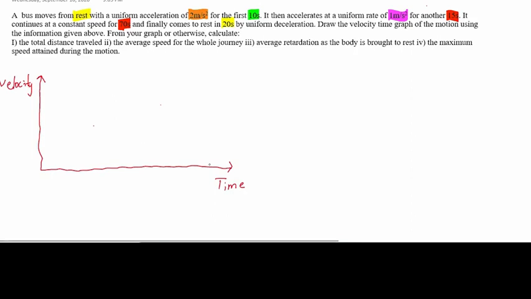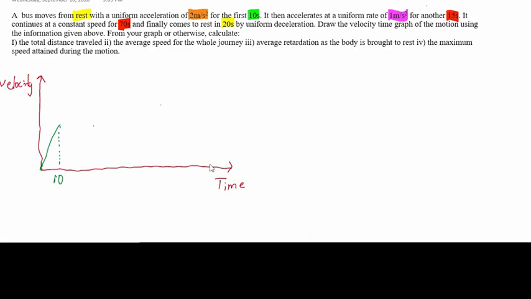Now let's go back to our question. The question says a bus moves from rest. This is starting from rest, so we start at the 0 point on the graph, with a uniform acceleration of 2 meters per second square for the first 10 seconds. So this is our 10 seconds, and we write our 10. This is the acceleration the bus undergoes for 10 seconds.